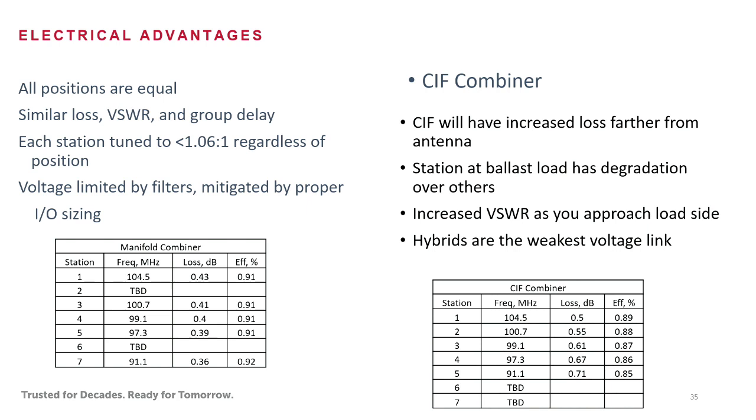So for the constant impedance, the further away you get from the antenna, the more loss you've got to incur, right? Because you're bouncing off of everybody else's filter, right? So if you look at these tables, you can see for station number 5, we're looking at 0.71 dB of loss, which takes your efficiency from 89% down to 85. With the manifold, everybody's around 90, right, or better. So, you get better performance there.